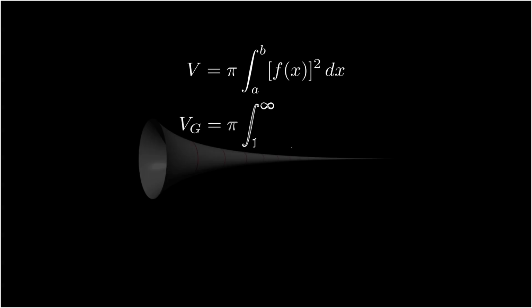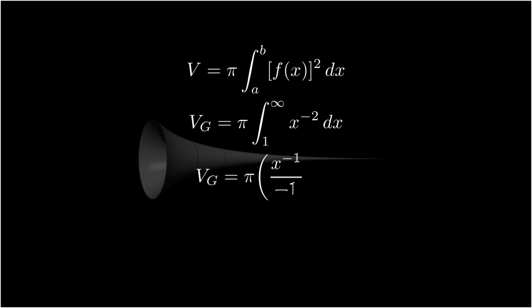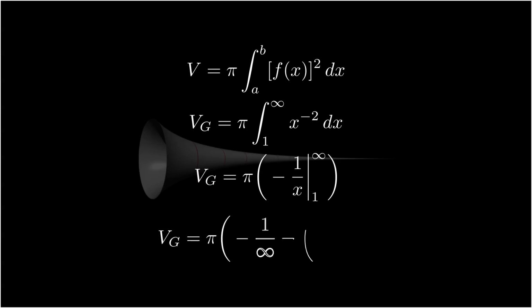Now, let's find its volume using the volume integral. So, the volume of the Gabriel horn is pi times the integral from 1 to infinity of 1 over x squared. Notice how 1 over x squared is simply x to the power negative 2. Thus, we use the reverse power rule, which gives us negative 1 over x. Now, just use the fundamental theorem of calculus. Substituting in the bounds gives us the volume as pi.